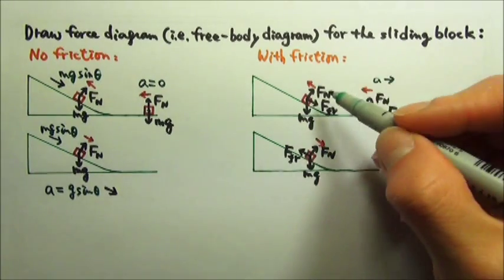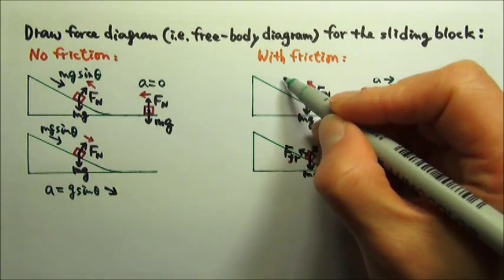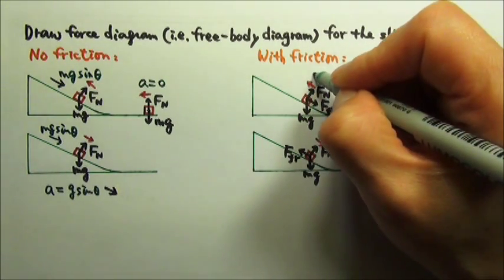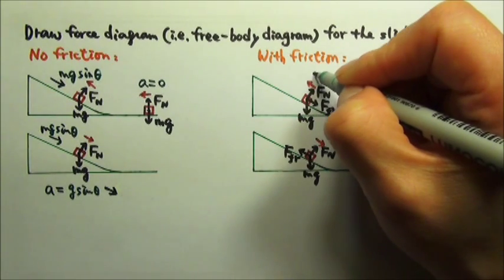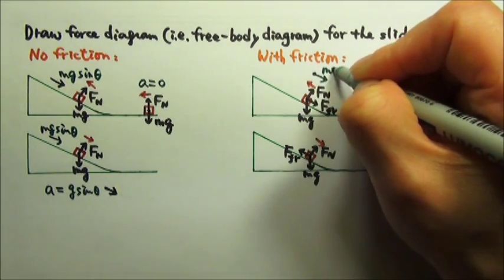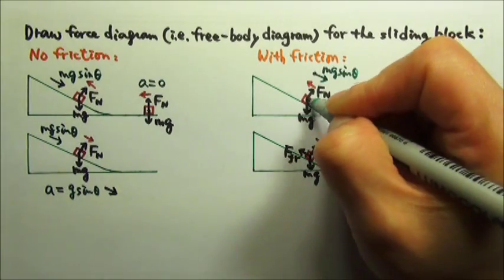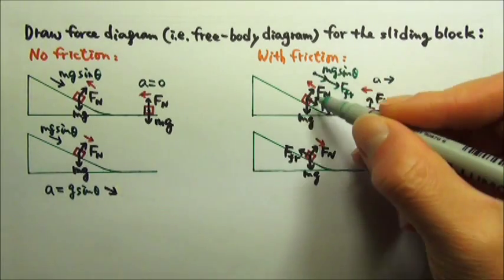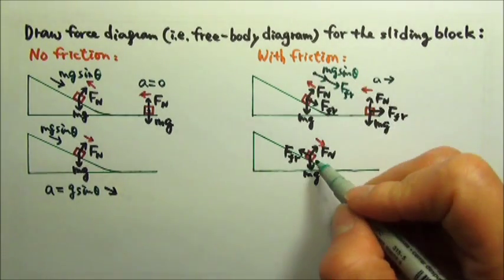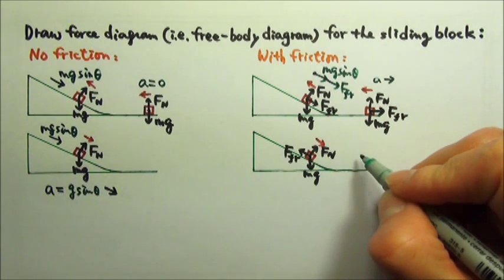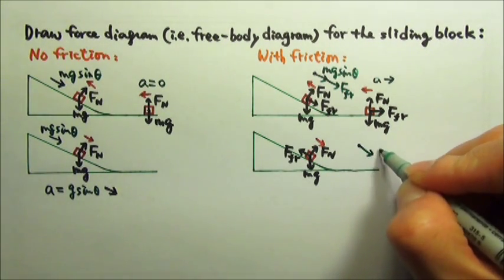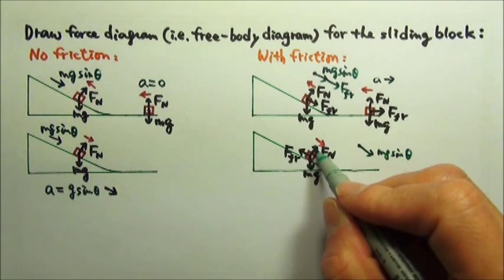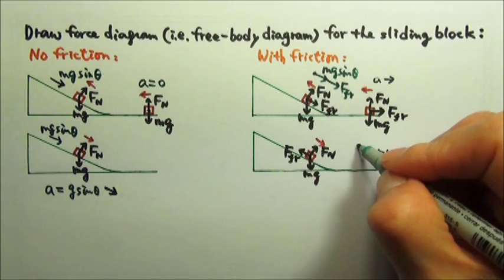When it's on the incline, the acceleration is going to be along the incline, so I'm just going to look at the forces along the incline. We have mg with a component mg sine theta going down the incline. The friction goes down the incline. Normal force doesn't have any component along the incline. And here we have mg sine theta going down the incline. The normal force doesn't have any component along the incline. Friction goes up the incline.